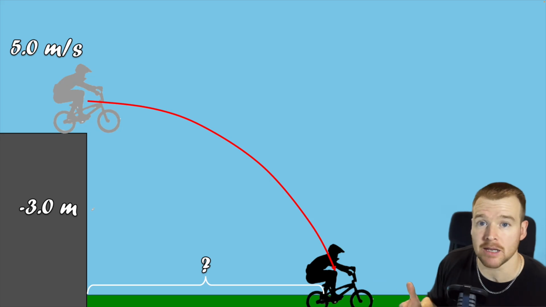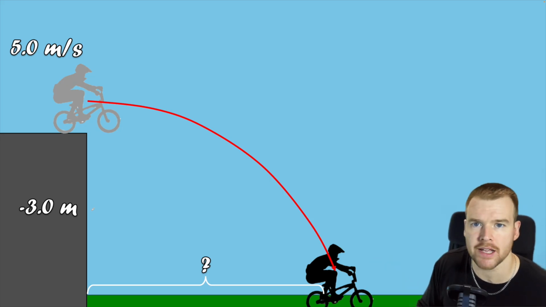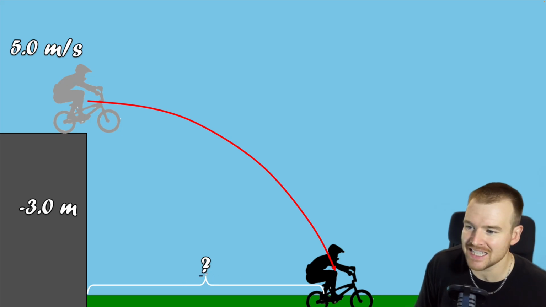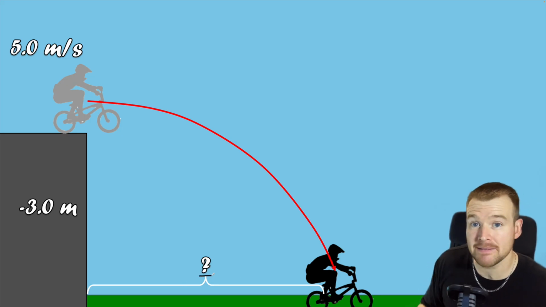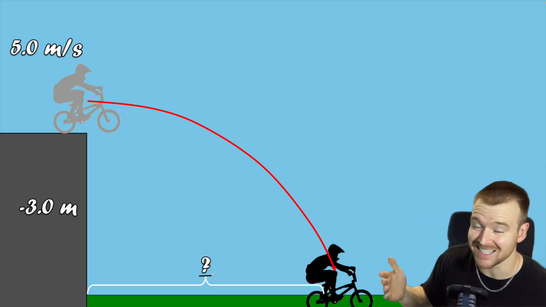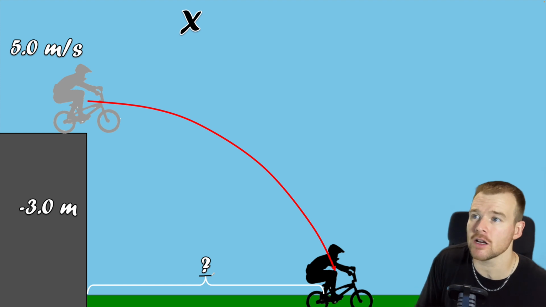How far do they end up going to the side? And we'll assume they land safely. They're a very good biker. All right, so the first thing I would ask is, is this question mark in my X, side to side, or my Y, up and down? And that's a distance in my X, side to side. So let's start looking in X.